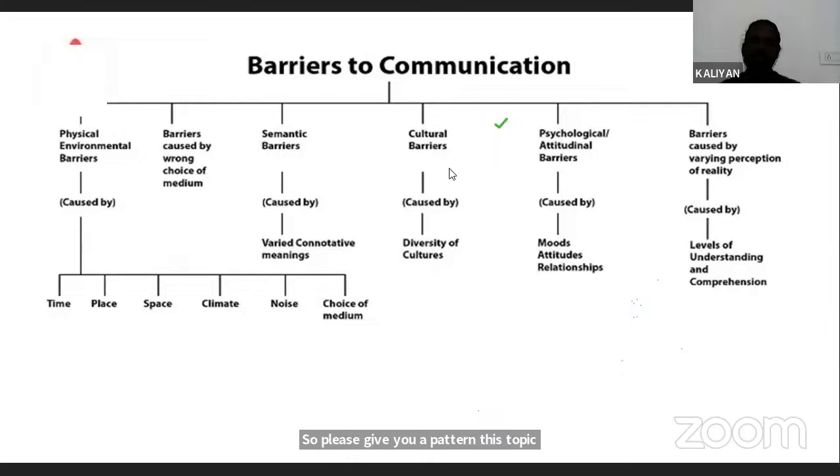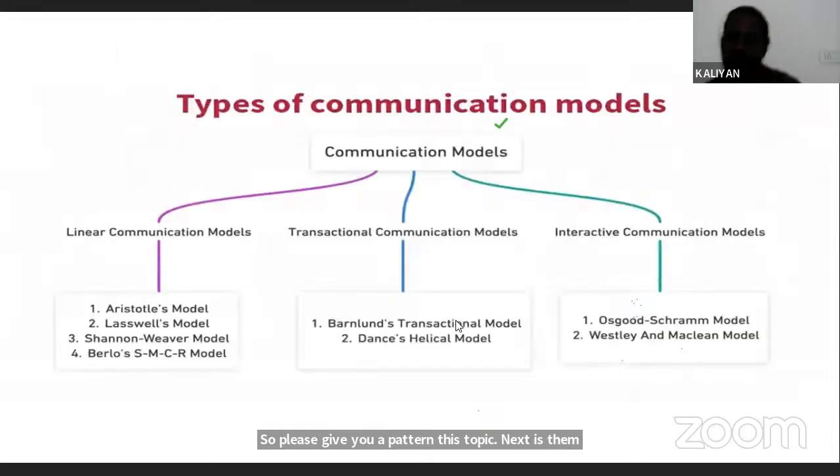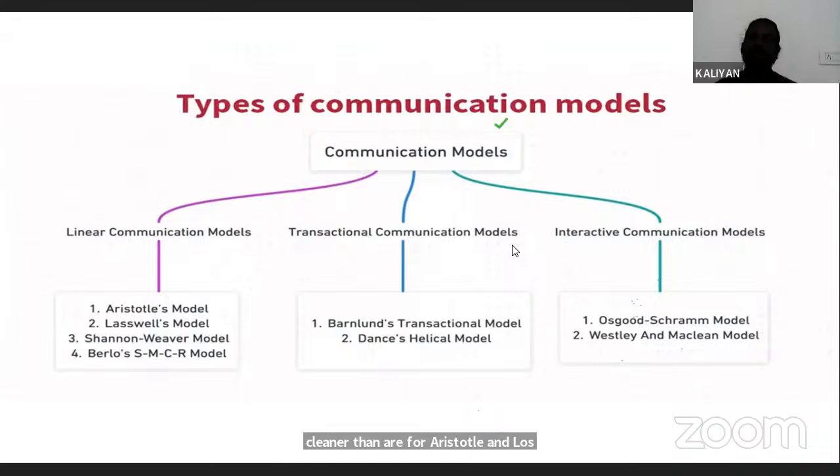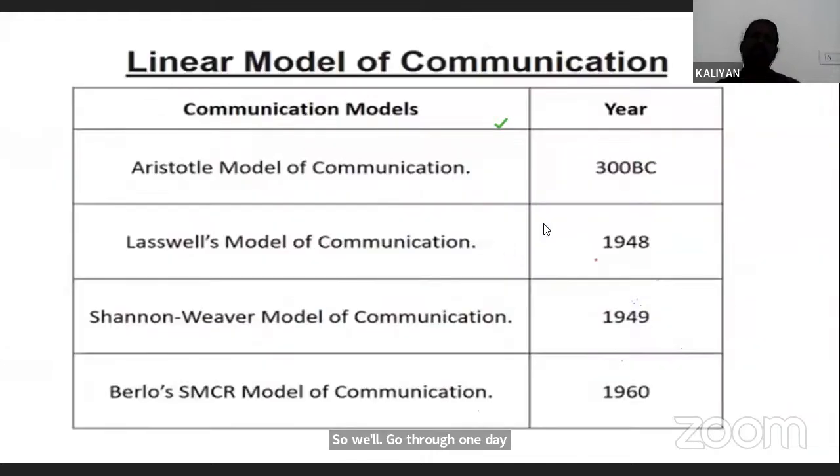Next is the types of communication models. In communication, there are different models: linear communication model, transactional communication model, and interactive communication model. Linear has four: Aristotle and Lasswell, Shannon Weaver model, and Berlo's SMCR model. Transactional means Barnlund's transactional model and helical model. Interactive communication models are the Osgood and Schramm model and Westley and MacLean model. We'll go through them one by one. Linear models of communication: Aristotle model, 300 BC; Lasswell 1948; Shannon Weaver model 1949; Berlo's SMCR model 1960.